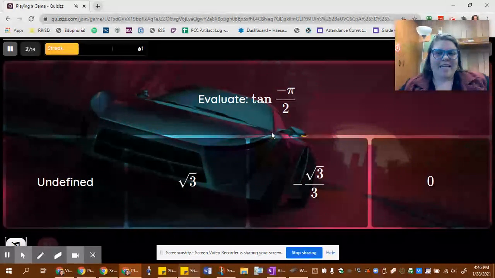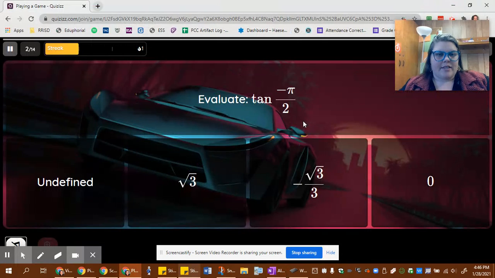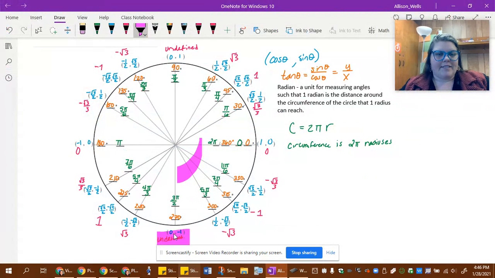Okay, now we have tangent at negative pi over 2. So negative numbers just means you're going backwards around the circle. So pi over 2 is a quarter of a circle forward. Negative is going to go backwards. And the tangent there is undefined.